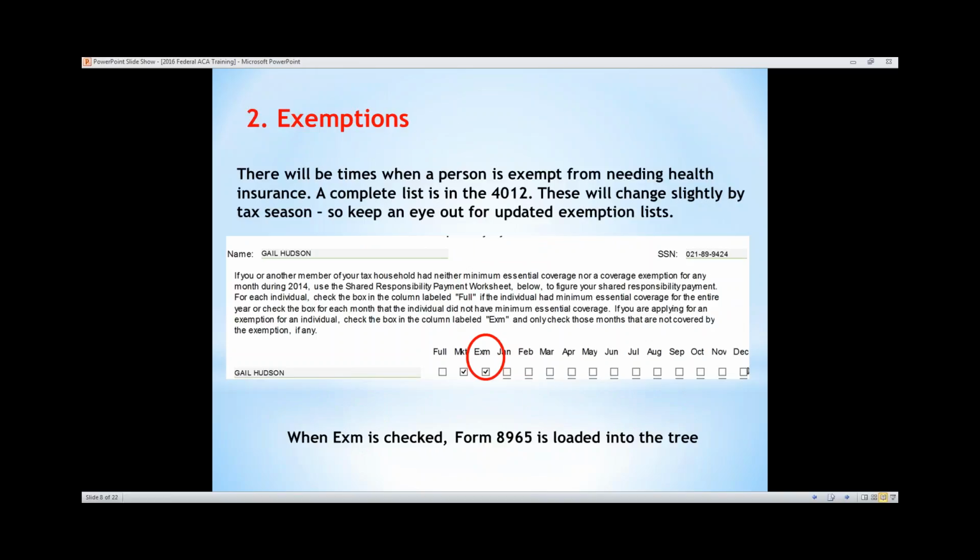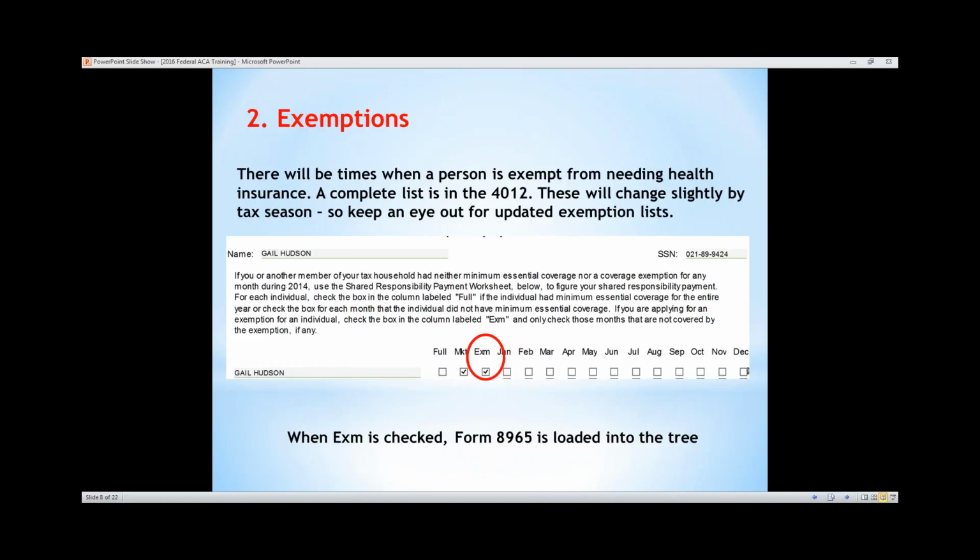So that's minimal essential coverage. Now we're going to jump into exemptions. So what is an exemption as it concerns the Affordable Care Act, and what is this going to look like? There's times when somebody didn't have a form of healthcare coverage, so if they didn't have minimal essential coverage, it may be because there was a job change, it may be because of a lot of different things, but a person may be exempt from being charged or penalized for not having insurance for various reasons.